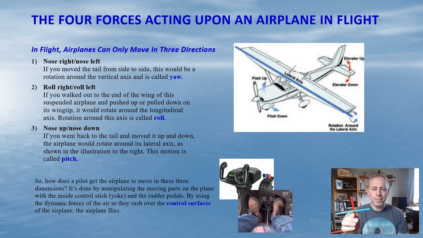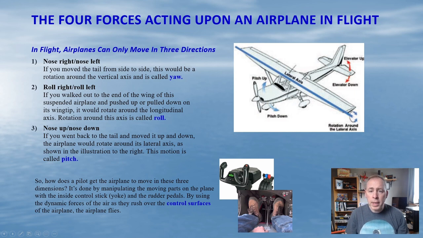That's called roll. So our nose up and down would be called our pitch. So imagine if you're sitting on the nose and someone else is back here and you're pushing this back and forth. That is called your pitch. So your pitch is going to determine if your plane is going to go up or down. Your roll is going left and right. And your yaw is going side to side.